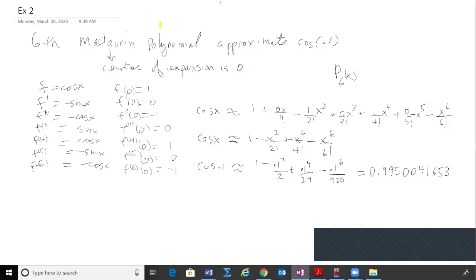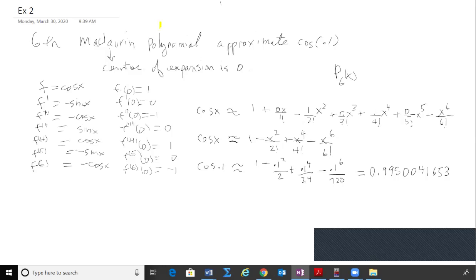Taylor Maclaurin polynomial to approximate this cosine of 0.1. So we're assuming the center of expansion is 0 because that's the closest integer to 0.1. Don't have to use an integer to expand, but they said Maclaurin, so we're using a 0. In general, you can expand about any point, but Maclaurin tells you to expand about 0.